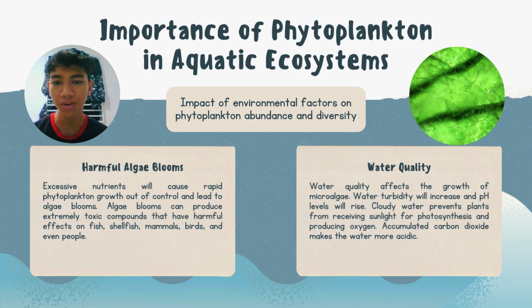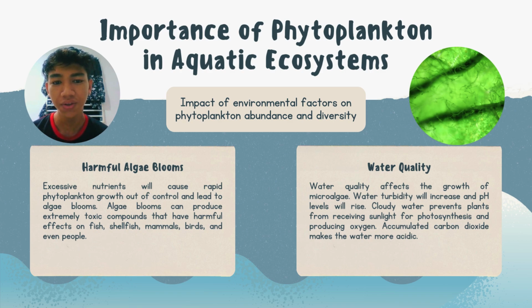Today I will present about the impact of environmental factors on phytoplankton abundance and diversity. Okay, for the first point is harmful algae blooms. Excessive nutrients will cause rapid phytoplankton growth out of control and it will lead to algae blooms. For your information, algae blooms can produce extremely toxic compounds that have harmful effects on fish, shellfish, mammals, birds, even humans like us. Alright, for the second point is water quality.